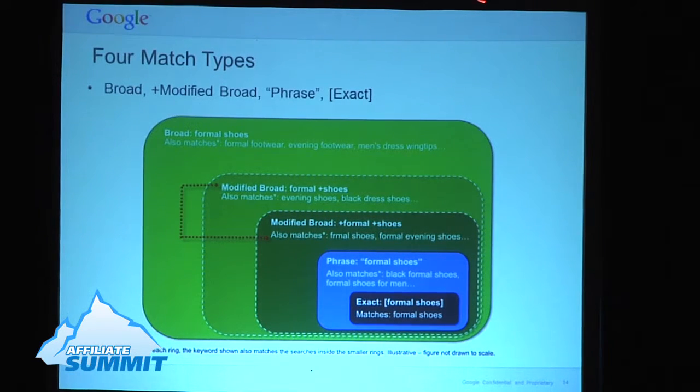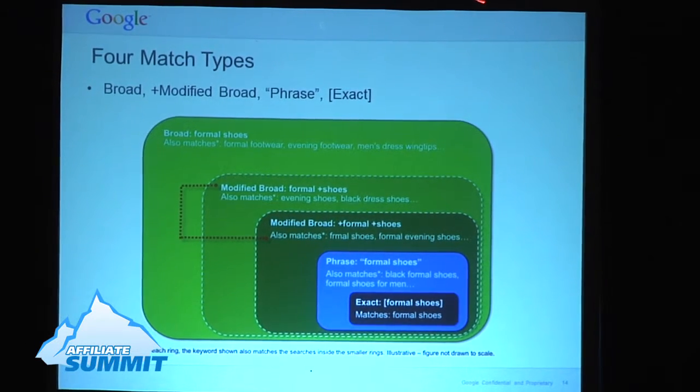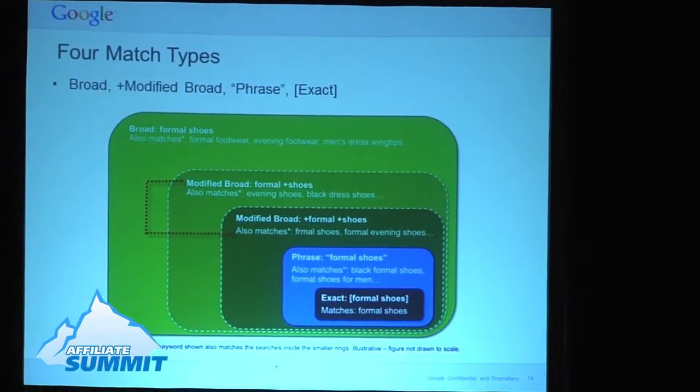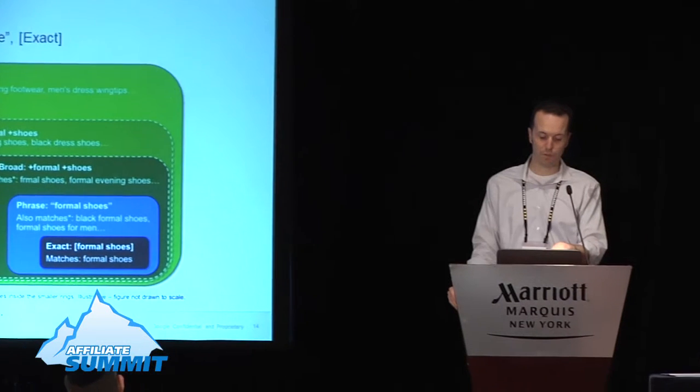But then there's modified broad, which did come later, so some people missed it. It's the plus sign in front of some of these words. In this example, between broad and phrase, I have the modified broad, which matches a little differently because the word shoes has a plus symbol in front, so it doesn't change. But the word formal is broad, so it can hop around and do other things. So the term formal shoes can be evening shoes, black shoes. That can be powerful because if you want to say there's one piece of this phrase that cannot change, it has to be shoes, but I'm not as picky about the other ones. Modified broad is something to add into the mix.